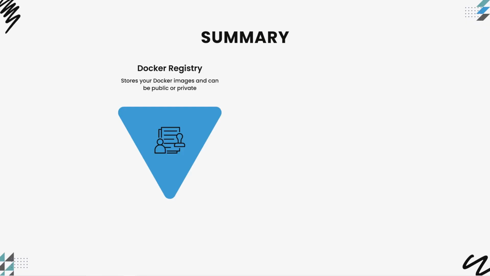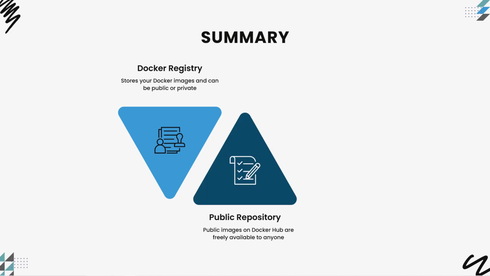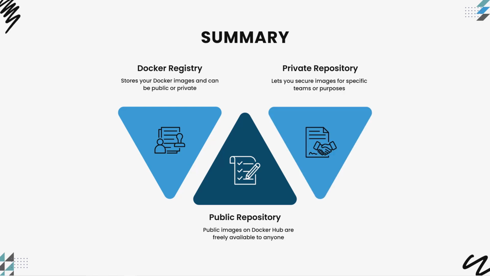So, to summarize, a container registry like Docker Hub stores your Docker images and can be public or private. Public images on Docker Hub are freely available for everyone, which is fantastic for quick access to popular software. Private repositories let you secure images for specific teams or purposes, giving you added privacy and control. And that's a quick look at container registries with Docker Hub.